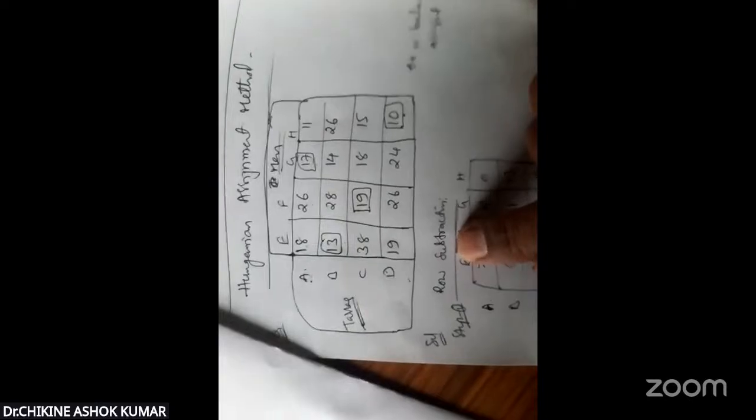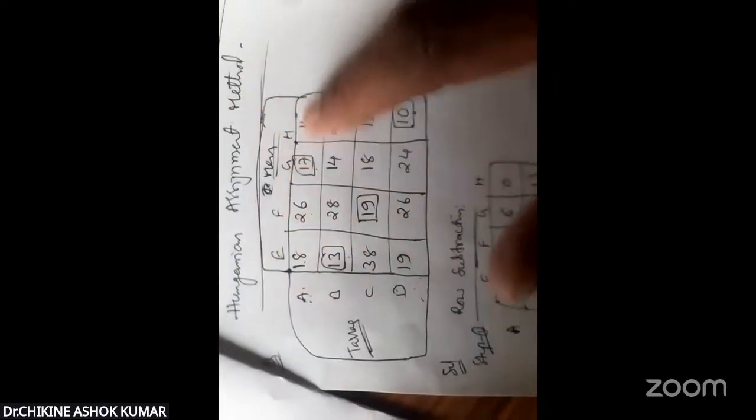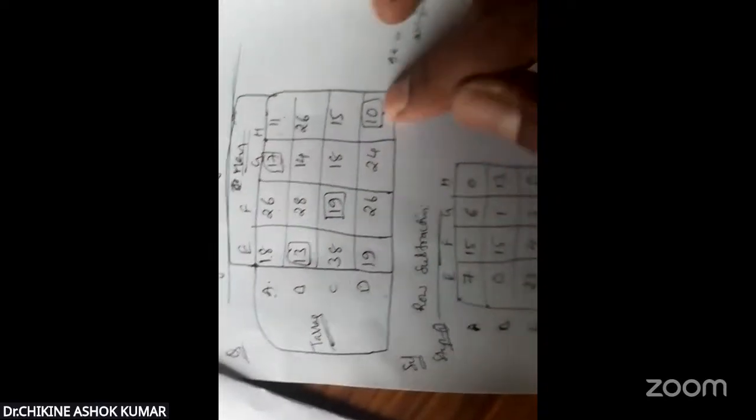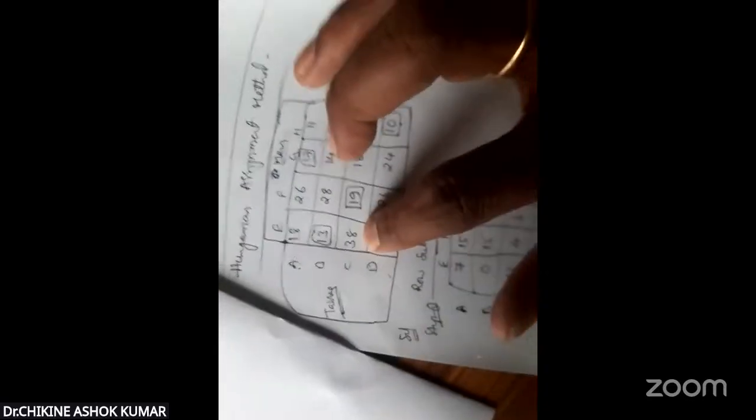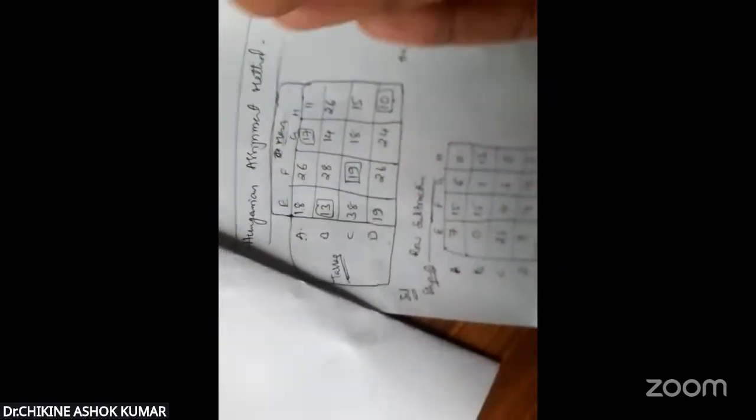I will repeat once again here. Here the maximum number is 38. So select 38 and subtract remaining elements 18, 26, like that up to 10. Remaining all elements including 38 also, subtract from 38 and write the corresponding numbers here. So if you do this step, selecting the maximum number from the entire matrix and subtracting remaining all elements from that maximum number, the maximization assignment problem comes under the minimization problem. Like that we have to shift the maximization problem to minimization problem.